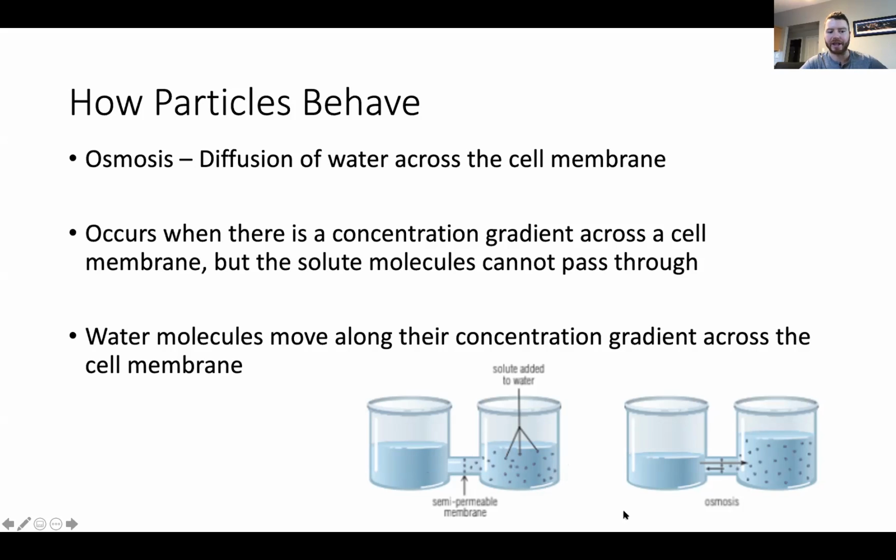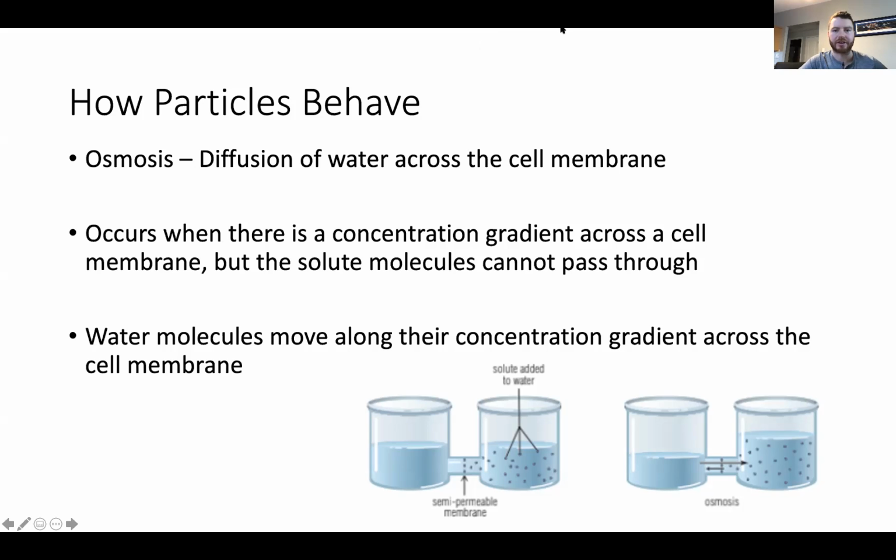If we look at the beaker here, we will find that there's more water in the right-hand beaker because of the osmotic pressure of water. It wants to dilute the high concentration of the solute in the right beaker there.